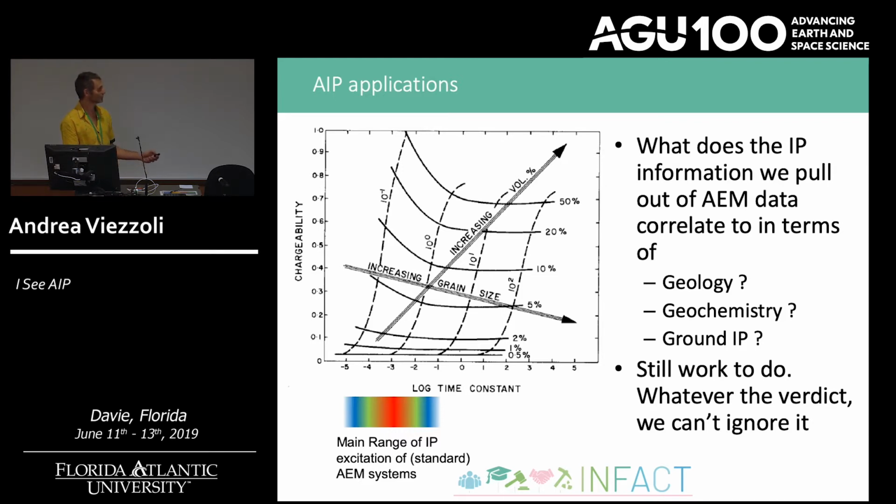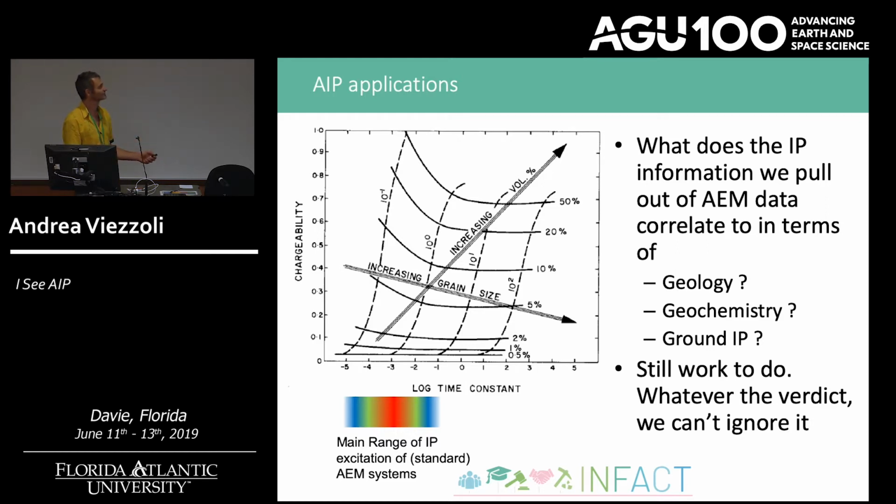This is important. So what does airborne IP relate to in terms of geology, geochemistry, ground IP? I think the first two are still very much open questions. We need much more research, and this is a holistic effort. We need to work with geologists, mineralogists, geomorphologists to make sense of what is in the data, because there is no doubt that it is in the data. We just need to understand where it comes from and what use it has. But whatever the verdict might be, we can't ignore it.